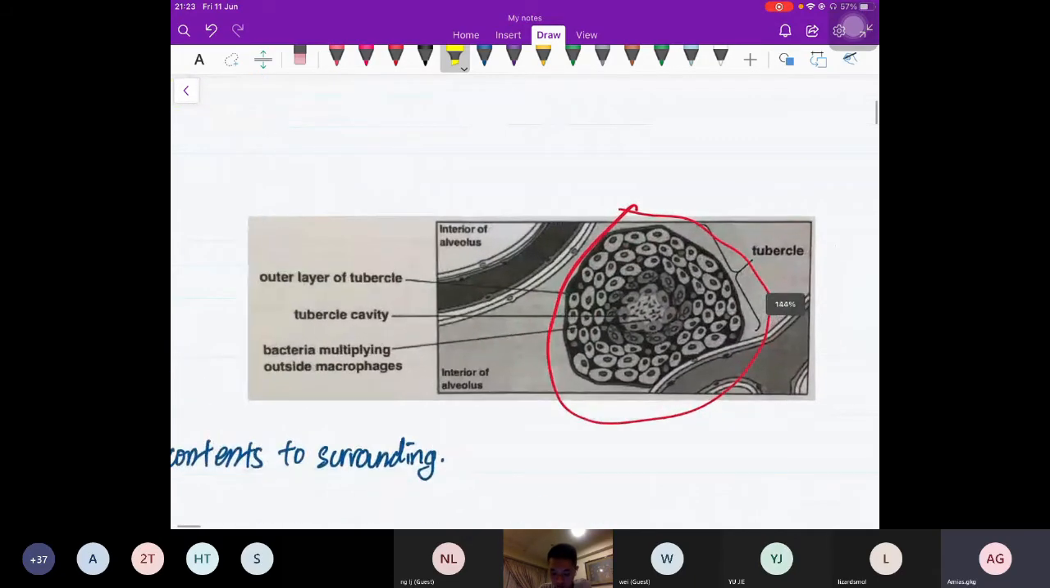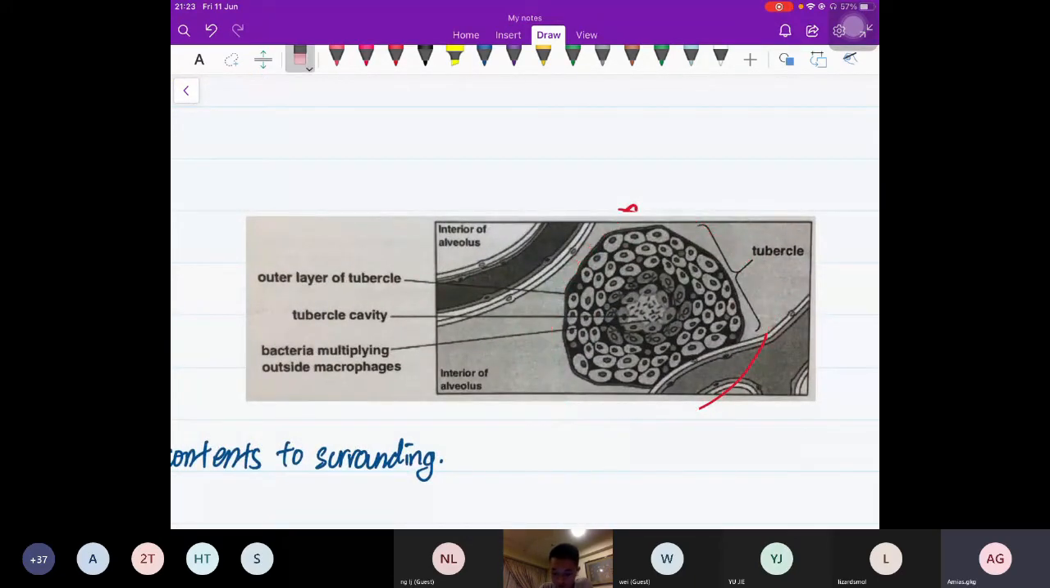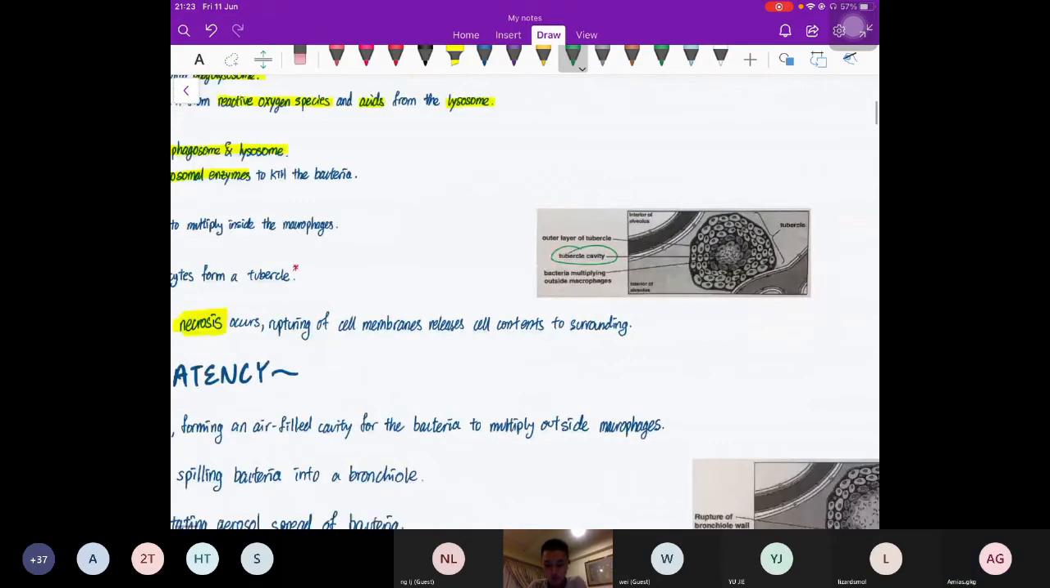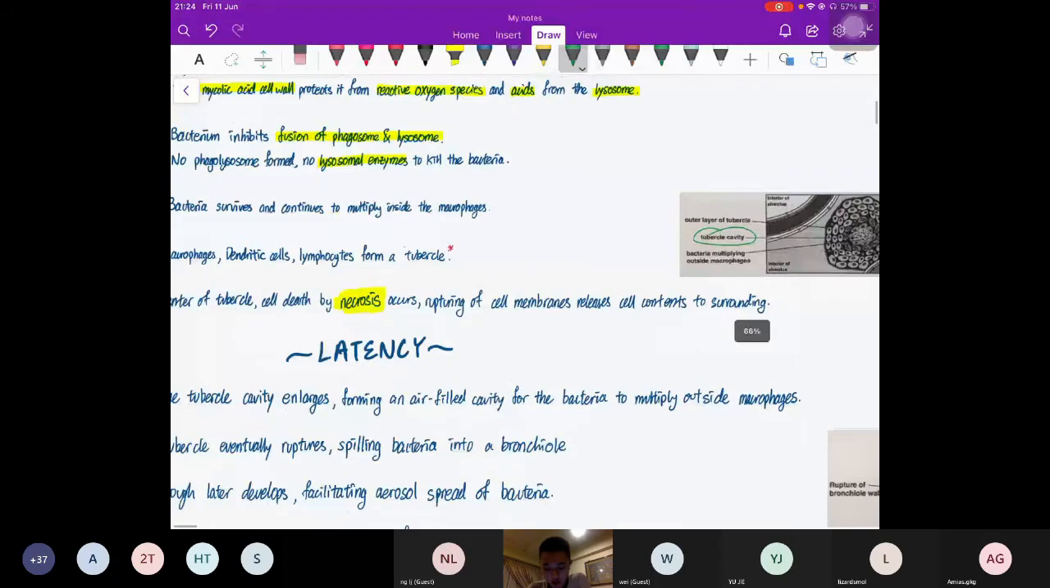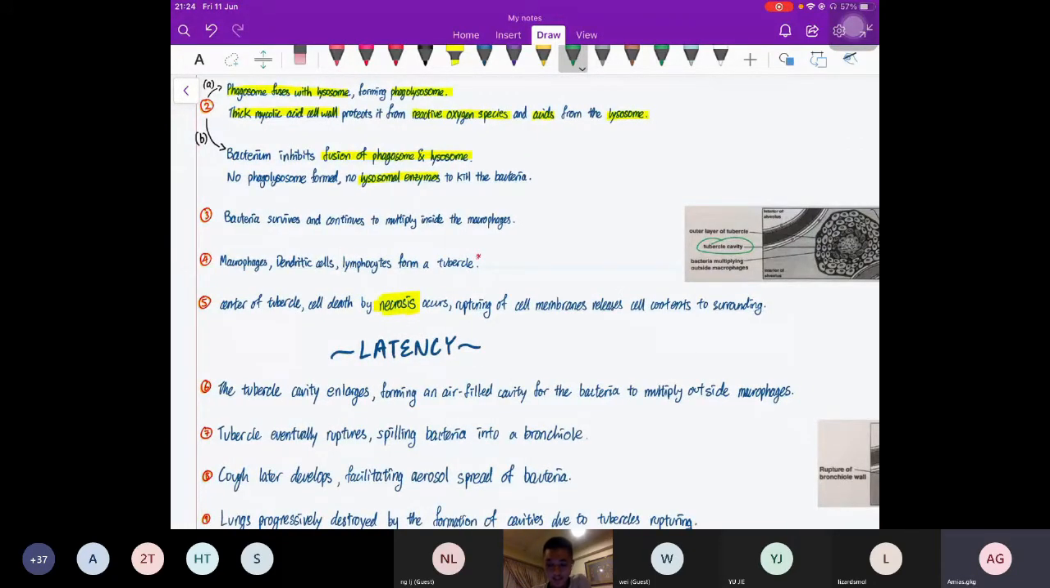So you can look at it here again. What happens is, at the center of your tubercle, also known as the tubercle cavity, your macrophages die by necrosis. So when they die by necrosis, your cell membrane is ruptured. And when it's ruptured, the Mycobacterium tuberculosis, the bacteria that was inside the macrophage, is now released to the surroundings. And it can now infect more and more. So it can either continue infecting more or it can stay latent. So let's assume latency.